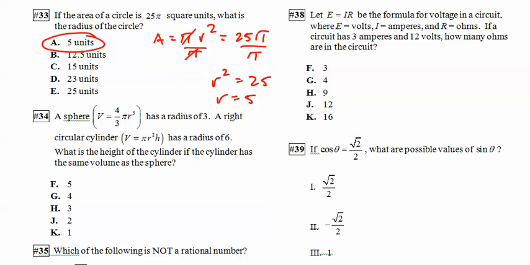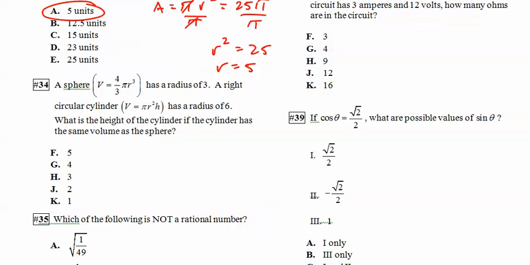A sphere has a radius of 3. A right circular cylinder has a radius of 6. What is the height of the cylinder, if the cylinder has the same volume as the sphere? Well, let's do some math. Let's leave pi in the answer. So the sphere is 4/3 pi 3 to the third, and that volume equals pi 6 squared times the height.